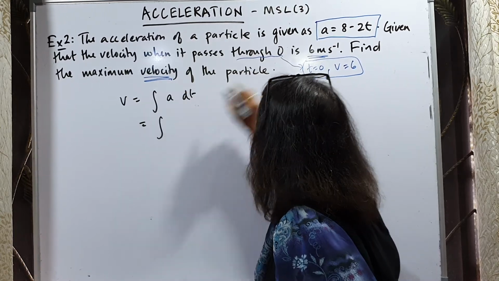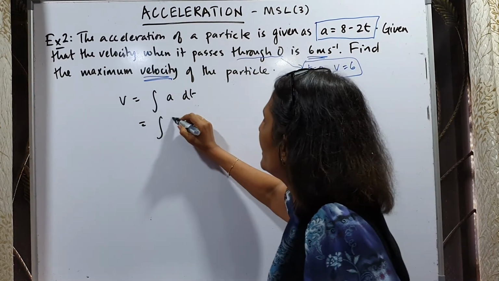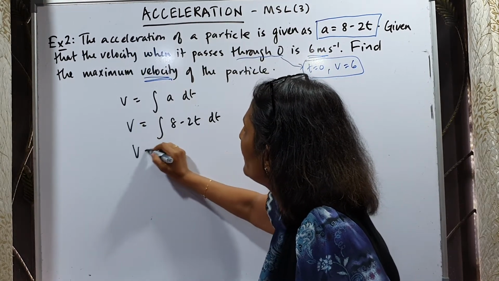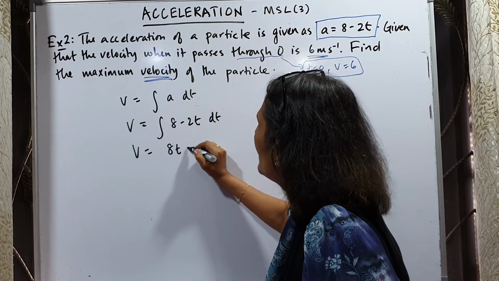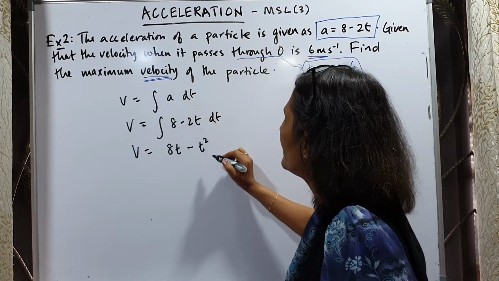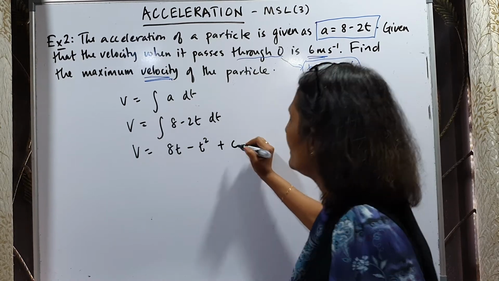So a is 8 minus 2t, put it here, 8 minus 2t dt. Alright, then you will get v equals to 8t minus t squared, right? 2t squared over 2, so the 2 will cancel out. And plus the c here.